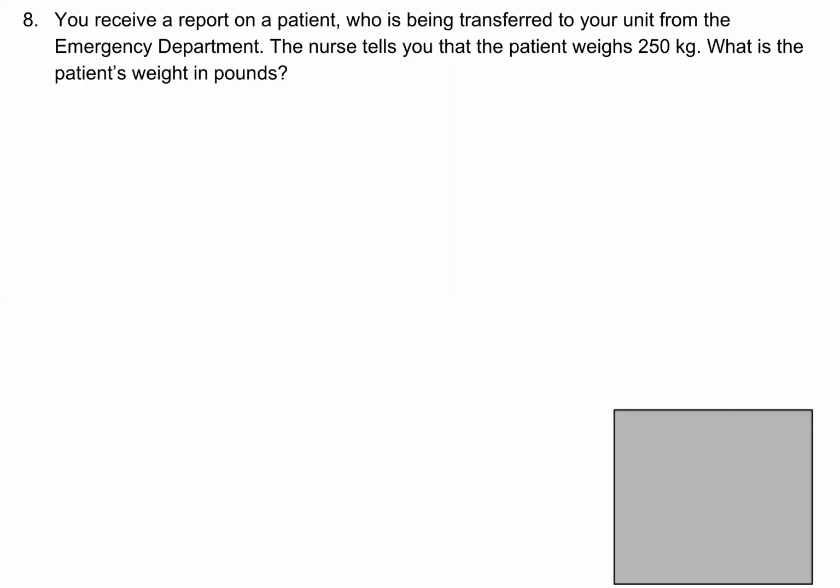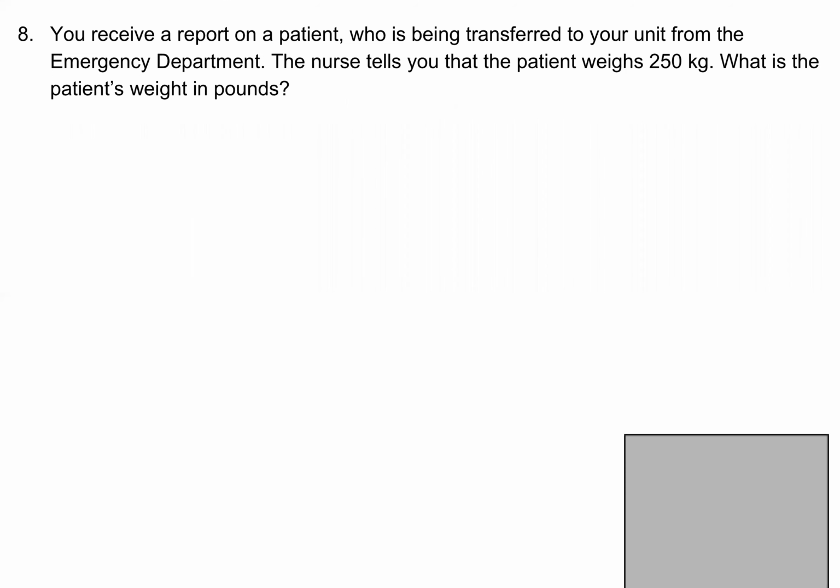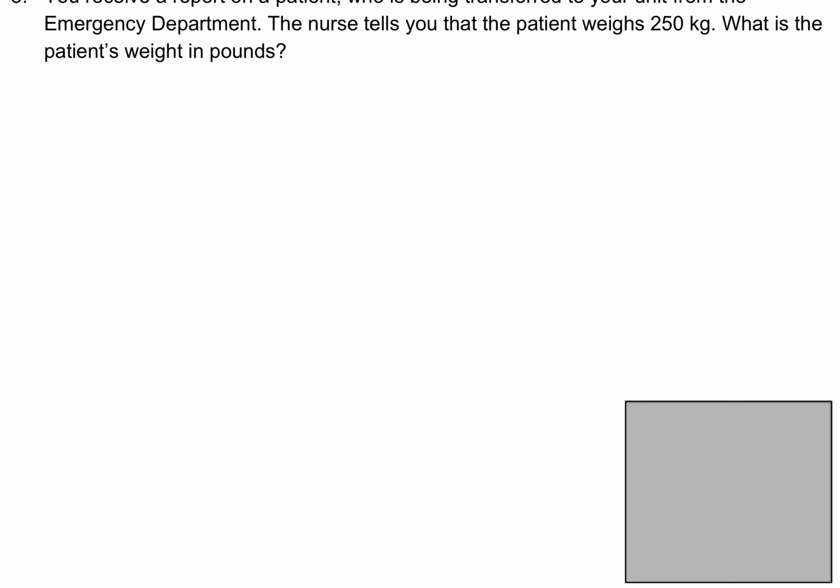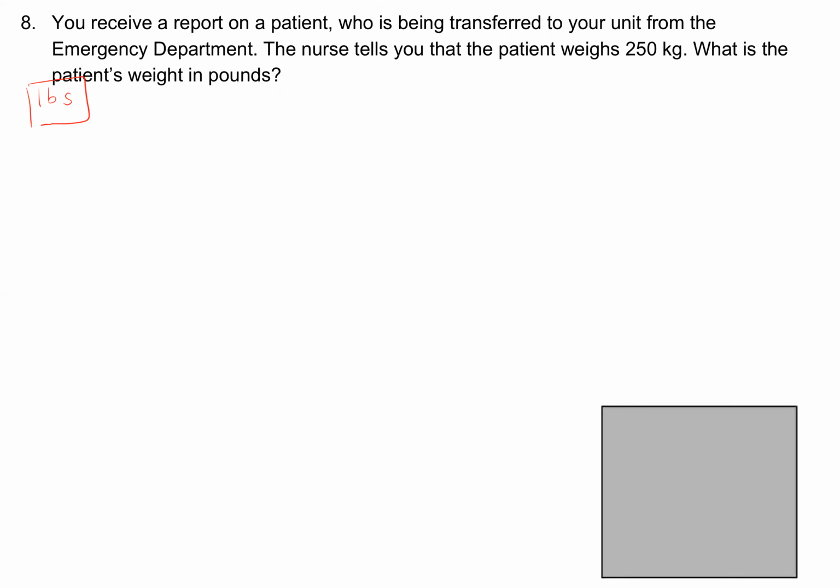Number 8, you receive a report on a patient who is being transferred to your unit from the emergency department. The nurse tells you that the patient weighs 250 kilograms. What is a patient's weight in pounds? So what we're looking for is our units in pounds. And we know that the conversion is 2.2 pounds per 1 kilogram. So start with what you have, 250 kilograms. You want the kilogram units to cancel so that you're left with pounds. Don't forget to fill in your numbers.